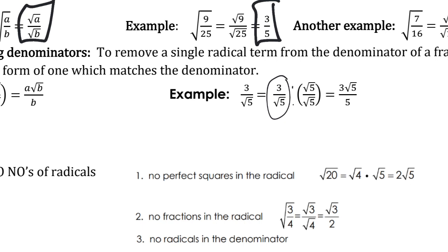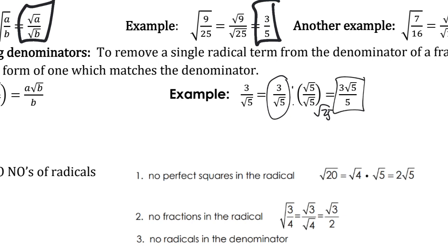which you can, because that's just 1. The identity property says you can multiply any number by 1, and it'll change how it looks. It just won't change its value. So multiplying the top by square root of 5, you get 3 square root of 5. Multiplying the bottom by the square root of 5, you get square root of 25, which is 5. And this will be your answer.